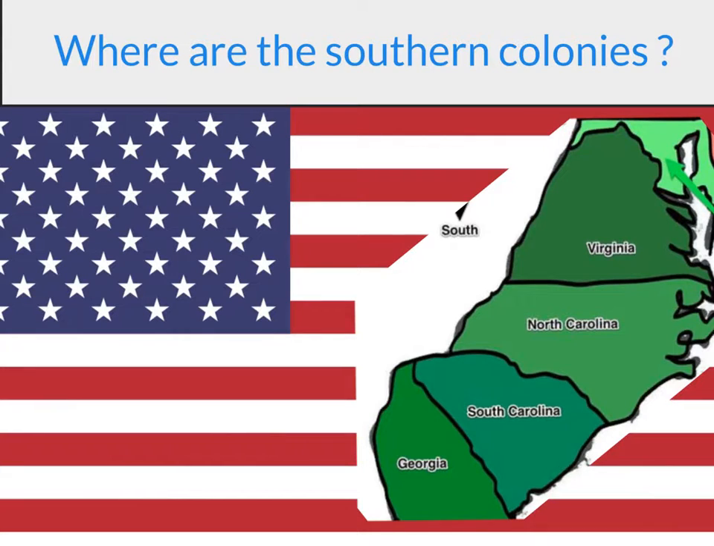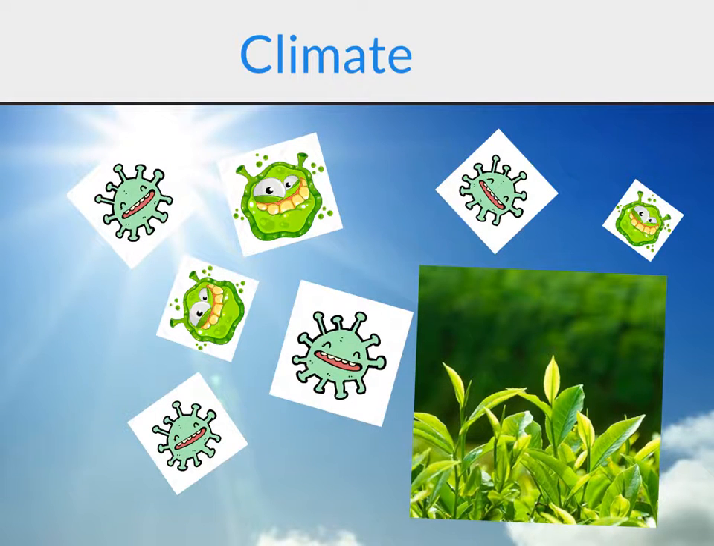The southern states are located in the southeast part of North America. The colonies include Maryland, Virginia, North Carolina, South Carolina, and Georgia. They all border the Appalachian Mountains. So the climate in the South was very hot. However, their winters were mild. Because of this heat, plants were very fruitful and diseases spread.